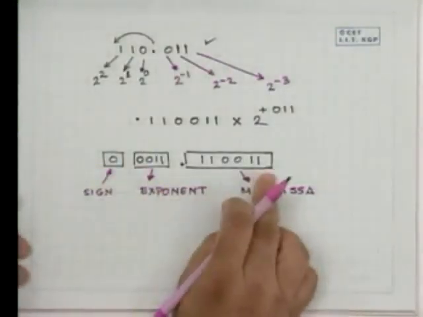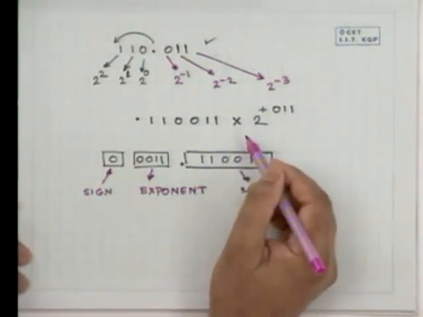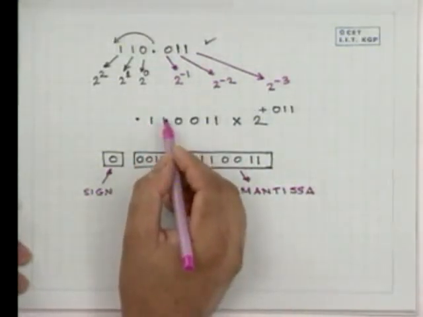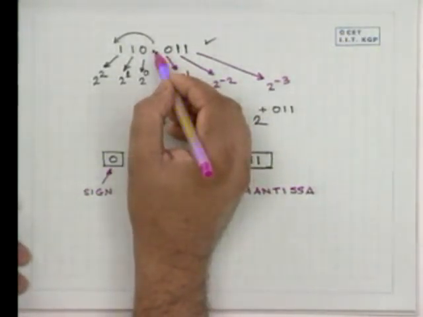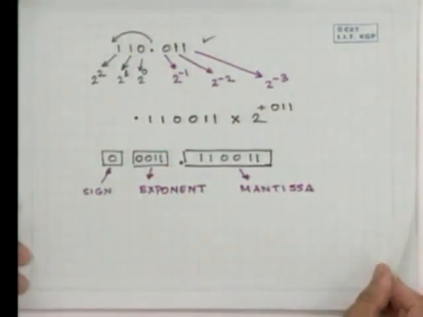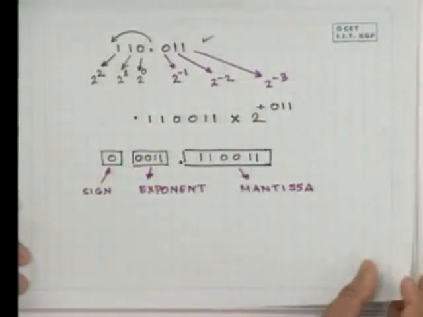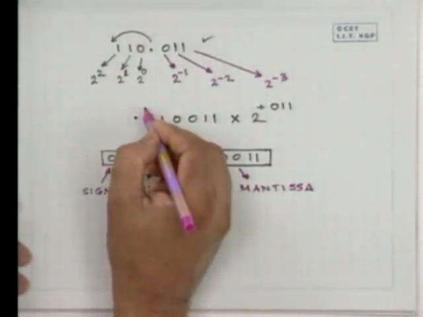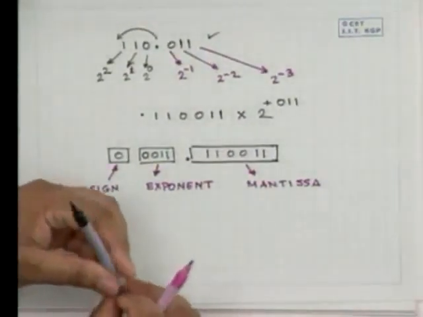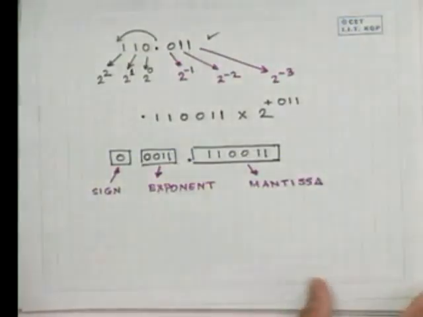Now, this is the representation for a number which you can represent with the help of a binary point. Okay. Now, such a number we call a floating point number, and it actually represents a real number in the computer.